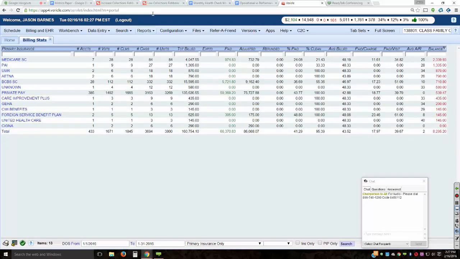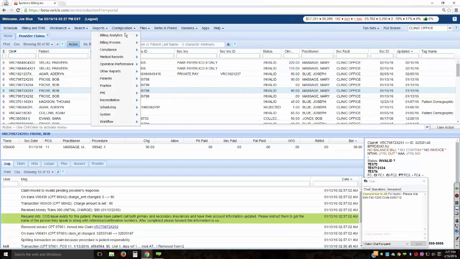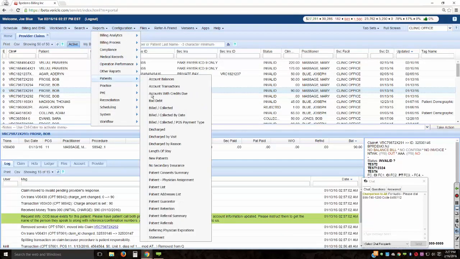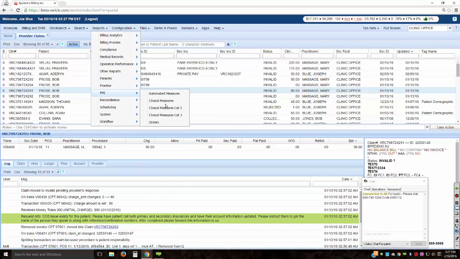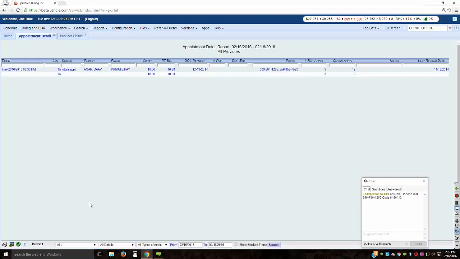The other way of doing this is to go over to reports, patients, or even scheduling, and go to your appointment detail. A lot of people have day ones listed in there, and for a time frame, you can choose the appointment type that you put in there and count your number of day ones. So we'll run this for a time frame.